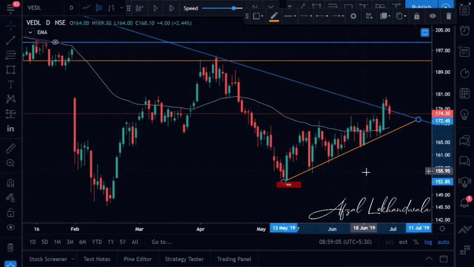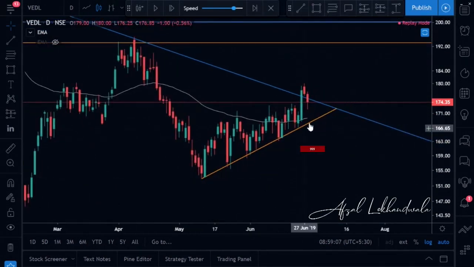And how do we get such confirmation is by the break of the trend line and the break of the 50 EMA. Both will provide us a good indication that price is wanting to go down because the higher time frames are already bearish.